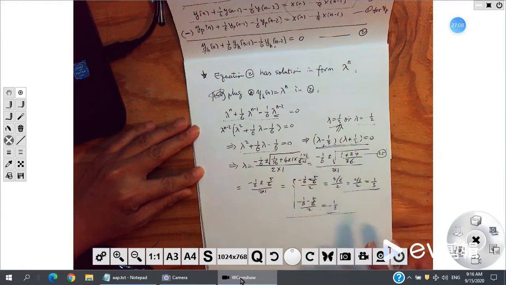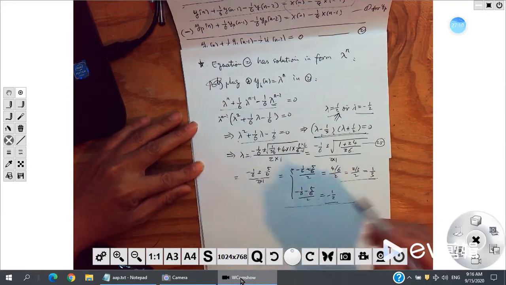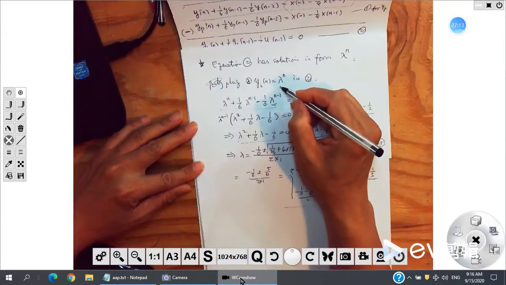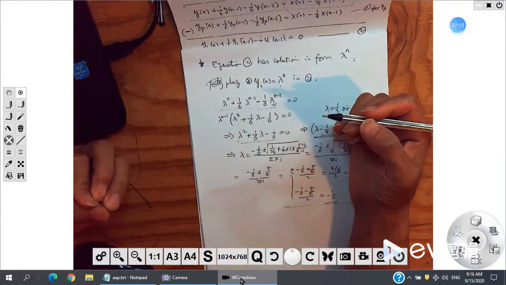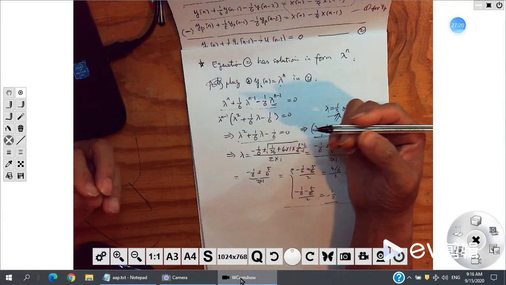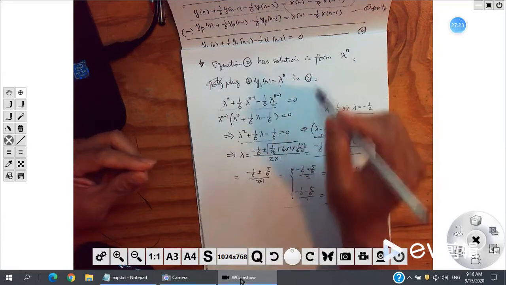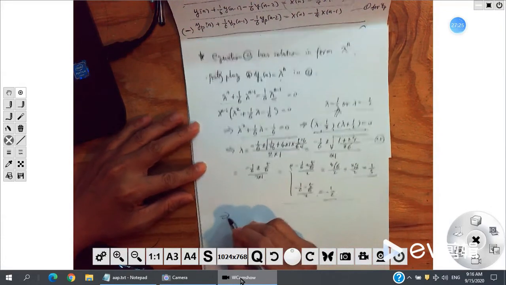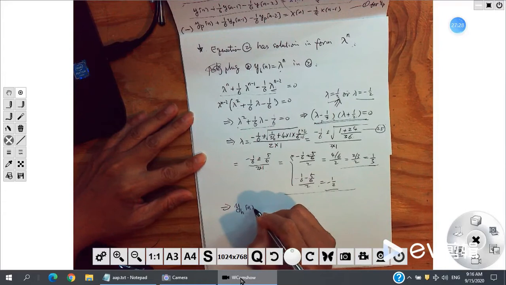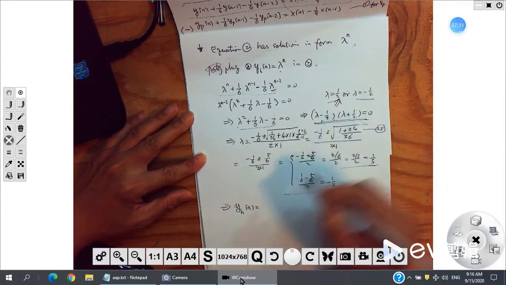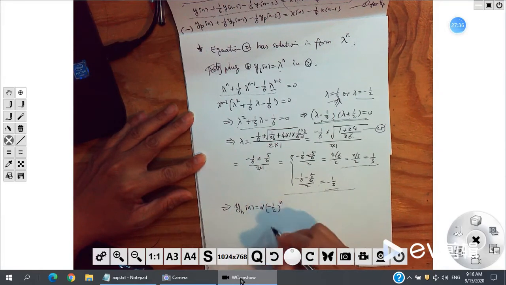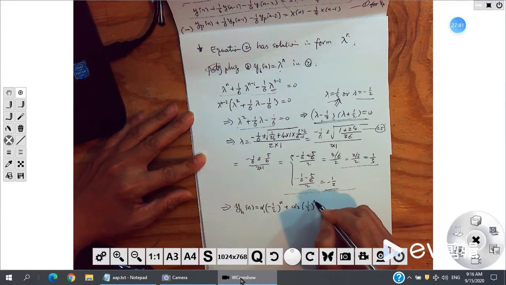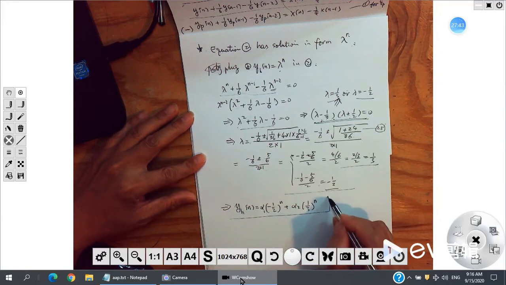Just the same thing. Okay, now we know we have two choices for this lambda. And also, actually, we know the system is a linear system, right? All these things described by difference equations, so they are linear systems. Then we know y_h of n will be a combination of these two possible solutions: alpha 1 times negative 1/2 to the n plus alpha 2 times 1/3 to the n. So this is y_h.